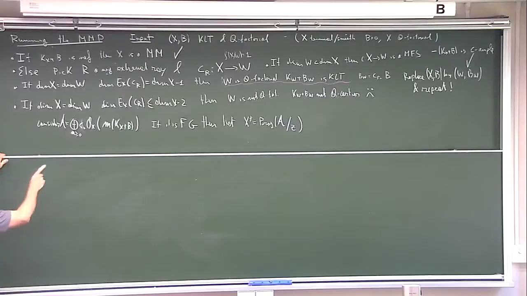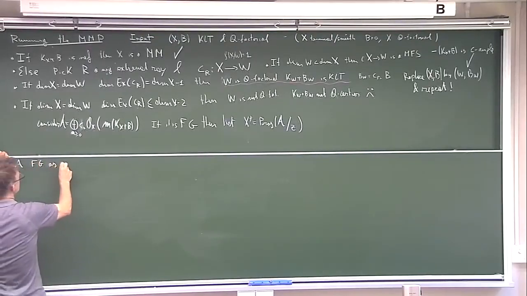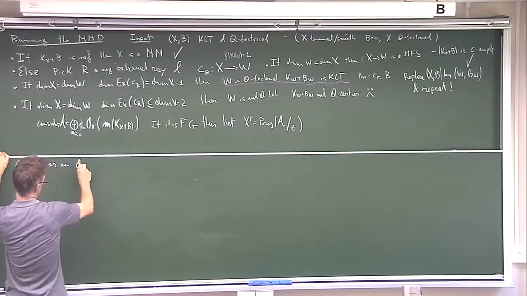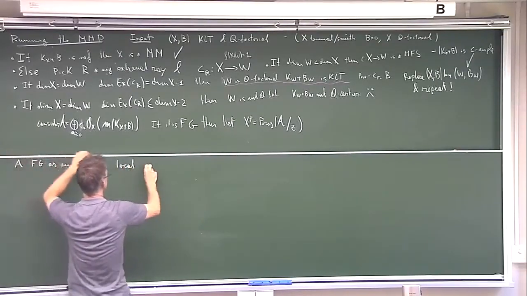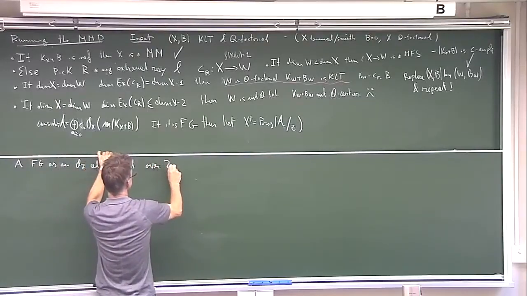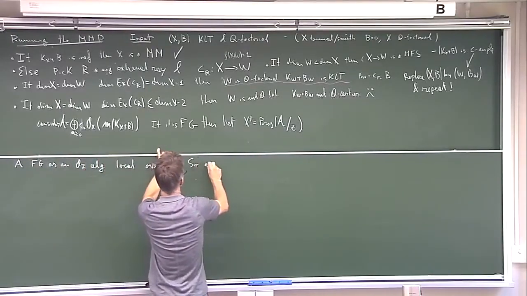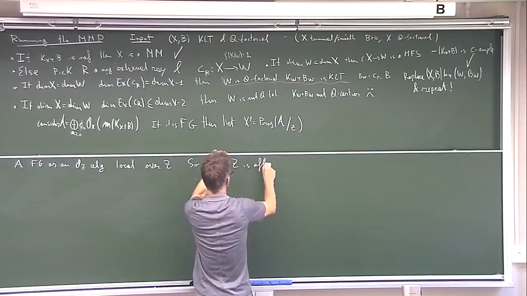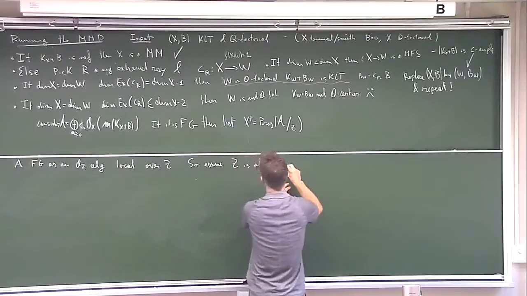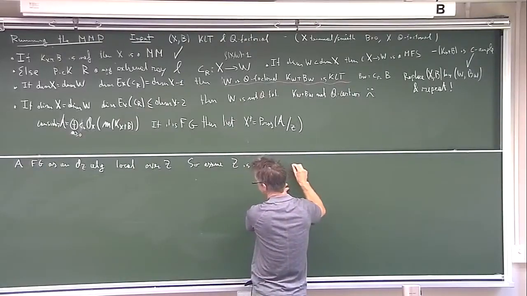So, we're trying to show that A being finitely generated as an O_Z algebra is a local question over Z. So assume Z is affine. It just makes your life a little bit easier to think that Z is affine. Then what are we really asking for?